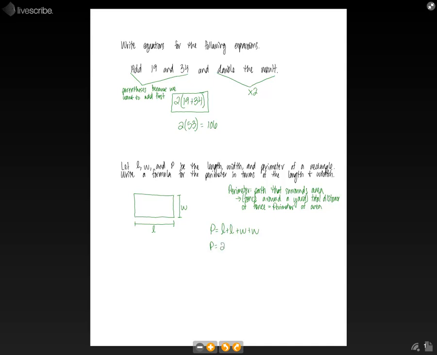So since we have 2 L's, we can just say 2 times L. And we have 2 W's, we can say 2 times W. And we can even take this a step further and take out a 2 from both of these and just have L plus W. So this would be our final expression, fully simplified. We can say the perimeter is equal to the sum of the length plus the width times 2. And so that is how we would create our expressions based off of word problems.